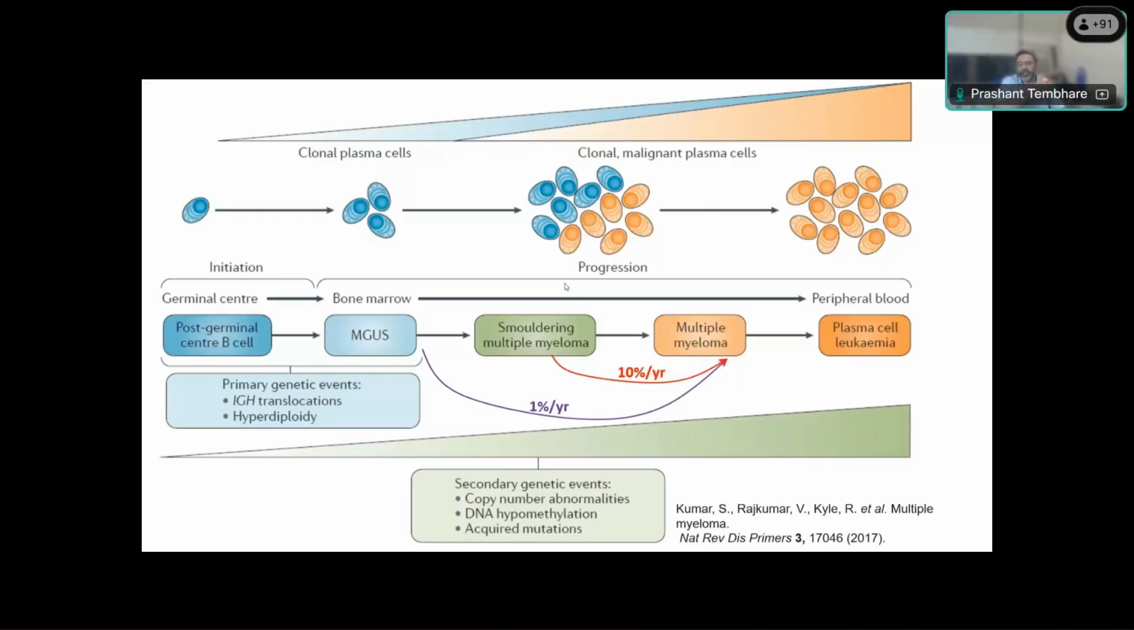So this is the biology or the pathogenesis of progression of MGUS to myeloma. And the last stage of plasma cell disease, after multiple myeloma, is plasma cell leukemia, where you have a higher level of circulating plasma cells, which indicates aggressive and poor disease.